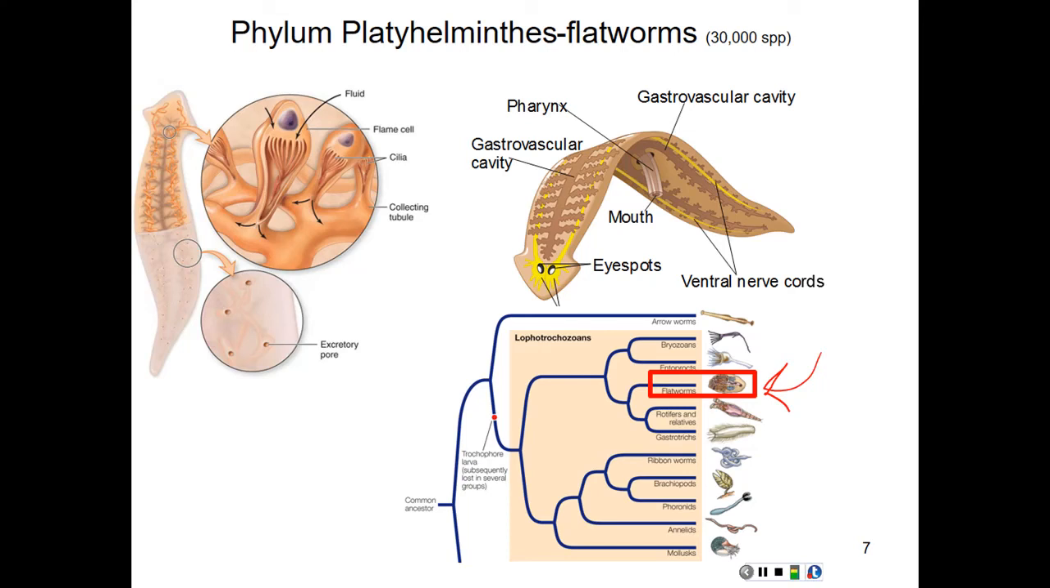They are acoelomates. Okay, so no body cavity. Respiration and waste elimination occurs across the body surface.